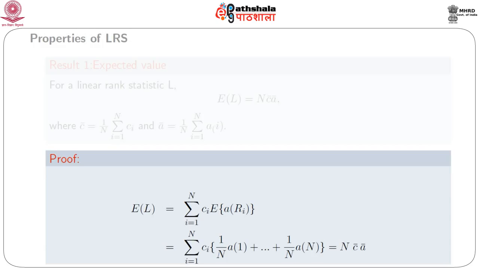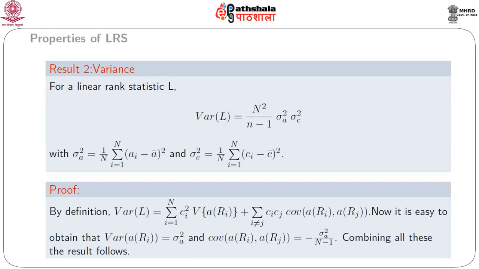Now, for a proof, we observe that expected value of L is by definition the summation over i from 1 to n Ci multiplied by expected value of A_Ri. Now, A_Ri is a random variable which takes the values A1, A2 up to An with equal probability 1 by n. Thus, we get expected value of L as summation i from 1 to n Ci multiplied by (A1 plus A2 plus up to An) divided by n, which is nothing but n times C bar into A bar, and this proves the expected value for linear rank statistic.